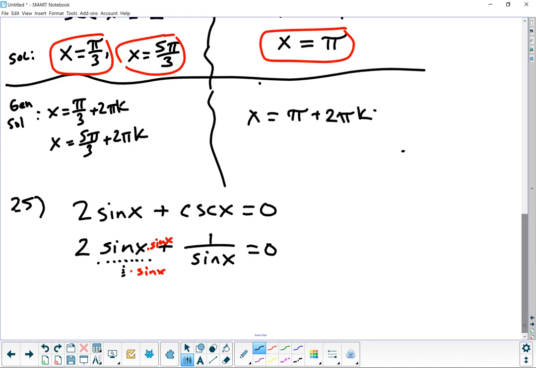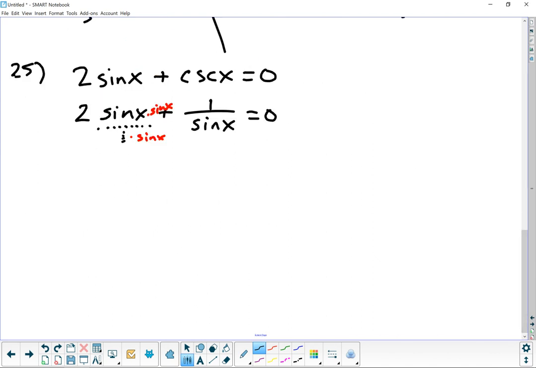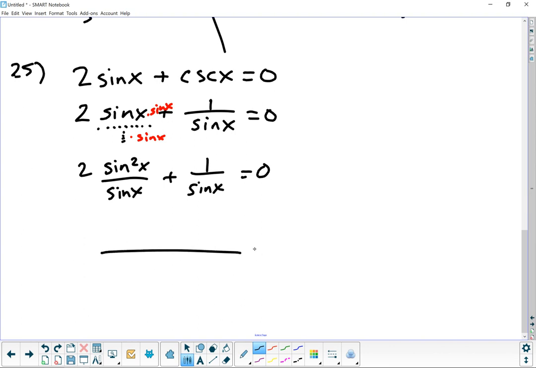Okay, and that's going to give me 2 sine squared x over sine of x plus 1 over sine of x equals 0. And by doing this, I can now combine it into one big ugly fraction. So the top will be 2 sine squared x plus 1 over sine x. All right.